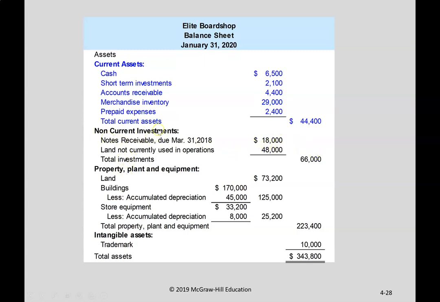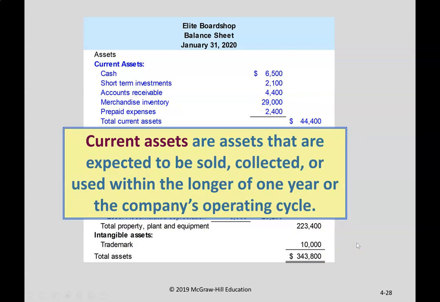We have our non-current investments. We also have our property, plant, and equipment, and we also have our intangible assets. So those are all our non-current assets. Add those up together along with your current assets to give you your total assets of $343,800. Current assets are assets that are expected to be sold, collected, or used within the longer of 1 year or the company's operating cycle.